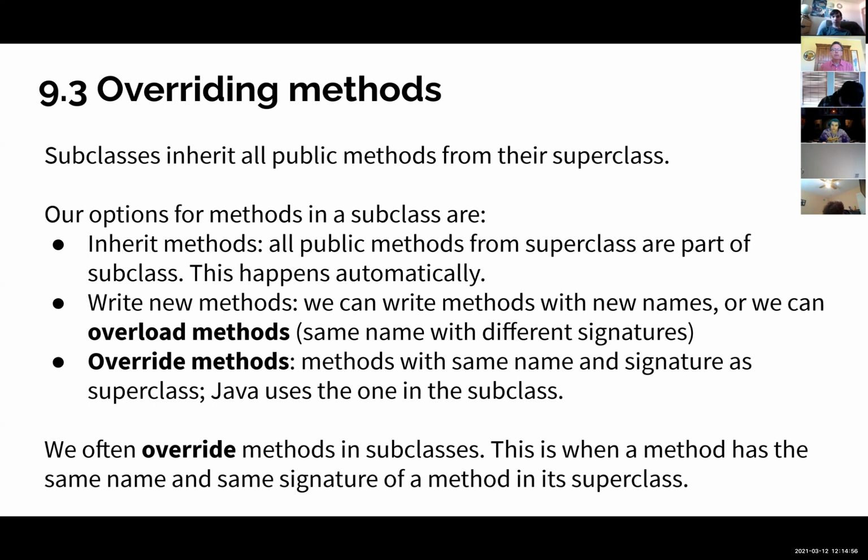The new thing is overriding, and that's in a child class. You can create a method that has exactly the same name and exactly the same signature as a method in the parent class. And when you do that, only the one in the subclass will be executed. It makes sense. And we often override methods in subclasses. And I'll show you an example.